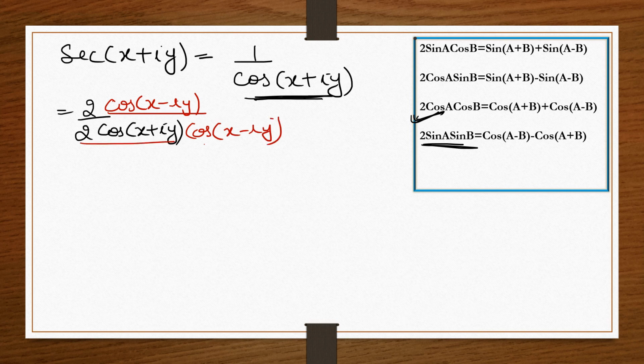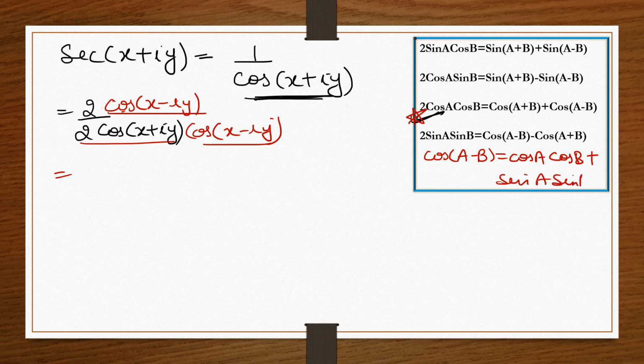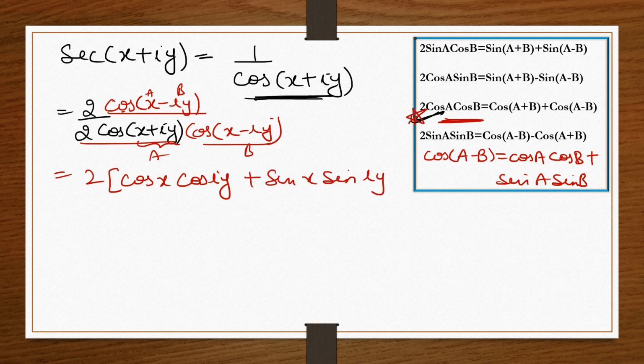Again apply the cos A cos B formula, and in the numerator we'll apply cos(A minus B). What is the formula of cos(A minus B)? That is cos A cos B plus sin A sin B. And you know what A is and what B is for this formula. So just apply this. The 2 remains the same, so this will be cos x cos iota y, fine, and plus sin x sin iota y, fine.